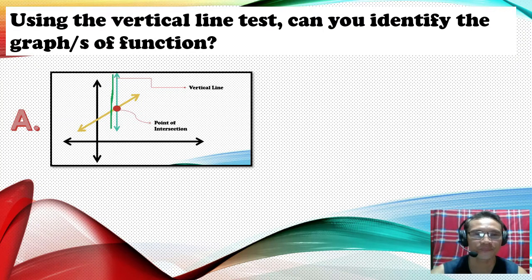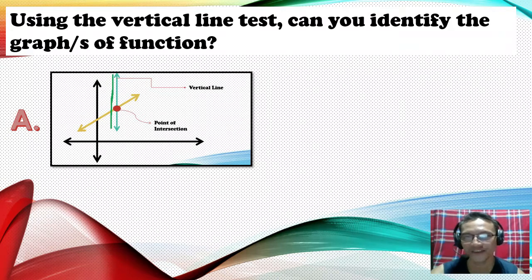the graph intersects at one point. There is only one point of intersection between the graph and the vertical line drawn on it. So therefore, what is this? Is this a function or not? Or does the graph represent a function? Or does it pass the vertical line test?